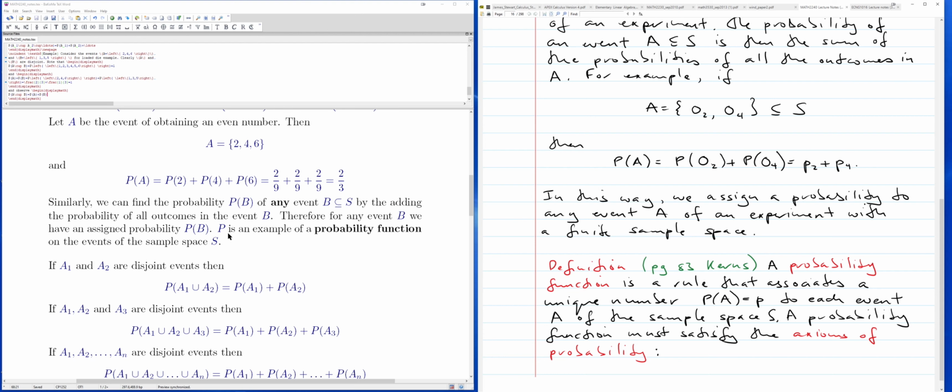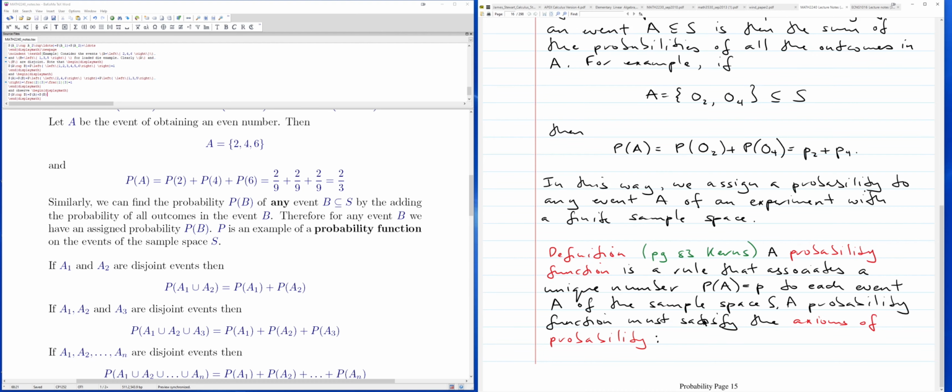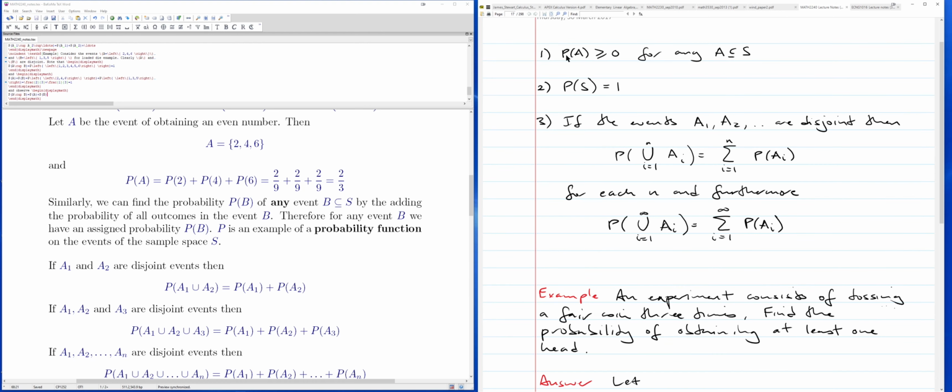So the p over here is a probability function, and this is what this definition is saying: for any event A over here, I can determine a probability. But it's not just that it determines a probability; a probability function also needs to satisfy the axioms of probability. The axioms of probability are these three axioms over here. The first is that the probability of any event has to be bigger than or equal to zero. In other words, you can't have negative probabilities for an event.